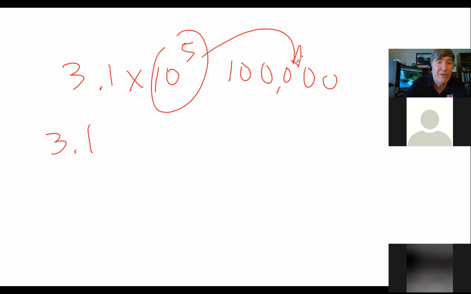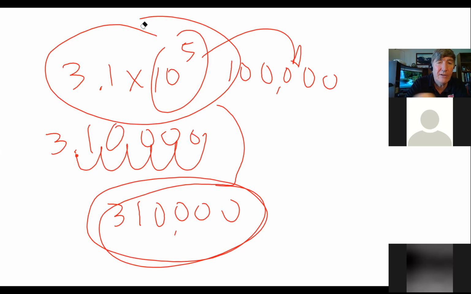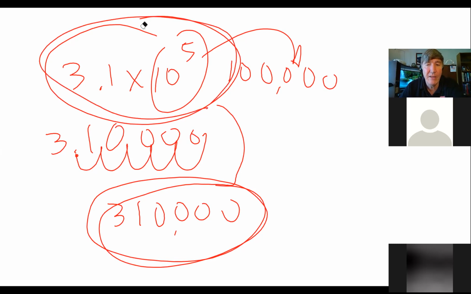So basically I'm moving this decimal point over 1, 2, 3, 4, 5. So that means I have to add in 4 more zeros. Let's try this again. So 3.1 times 10 to the fifth is the same thing as 310,000. These two things right here mean the same thing.